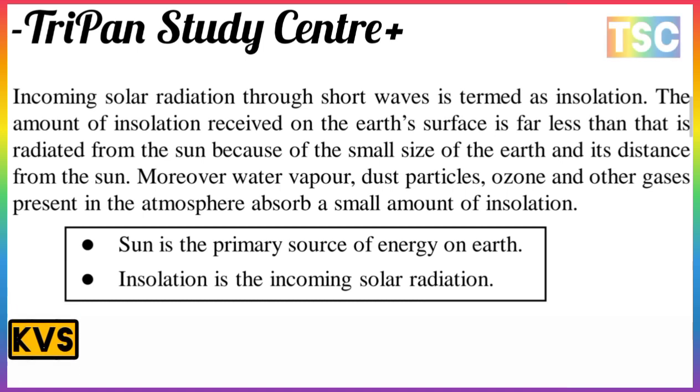The amount of insolation received on the Earth's surface is far less than that radiated from the sun because of the small size of the Earth and its distance from the sun. Moreover, water vapor, dust particles, ozone and other gases present in the atmosphere absorb a small amount of insolation. There is an important line. And the point: the sun is the primary source of energy of the earth, and insolation is the incoming solar radiation.